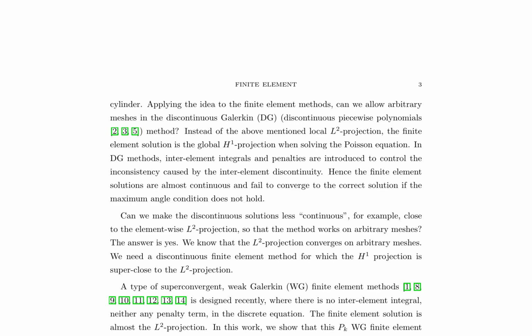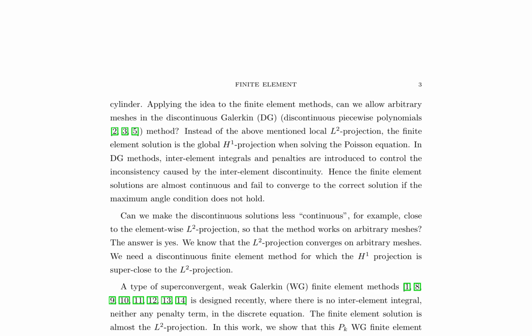The finite element method is a widely used numerical technique for solving partial differential equations. However, its convergence relies on certain mesh quality conditions, such as the maximum angle condition. This paper introduces a novel weak Galerkin (WG) finite element method, termed PKWG, which can operate on arbitrary triangular and tetrahedral meshes without any constraints on mesh quality. PKWG employs a discontinuous finite element approach, eliminating interelement integrals and penalty terms in the discrete equation. This formulation makes the finite element solution nearly equivalent to the L2 projection.